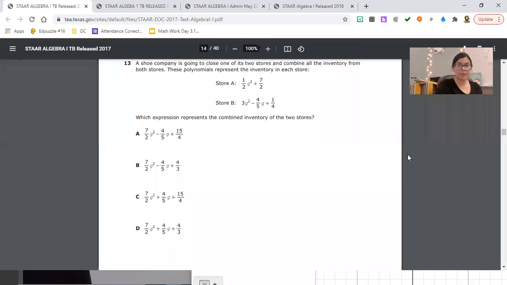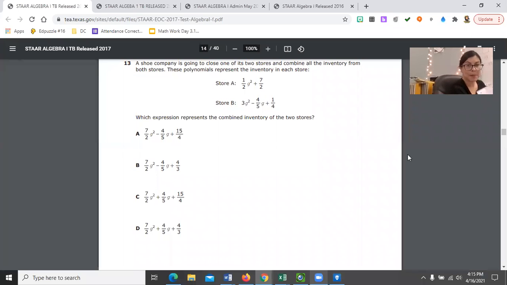All right, so try this one. This one tells you to combine, which means to add. So you're going to add those into one, and then you're going to see which one of these is the same if you were to add them. Put it in your graphing calculator, pause this until you're done.